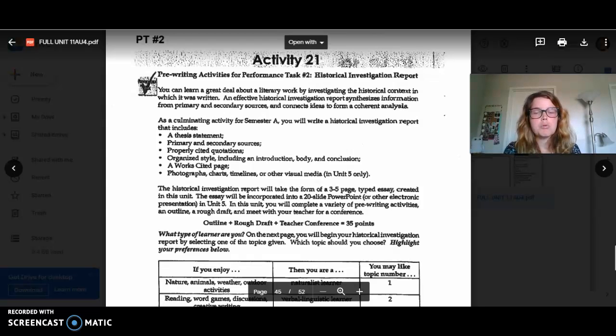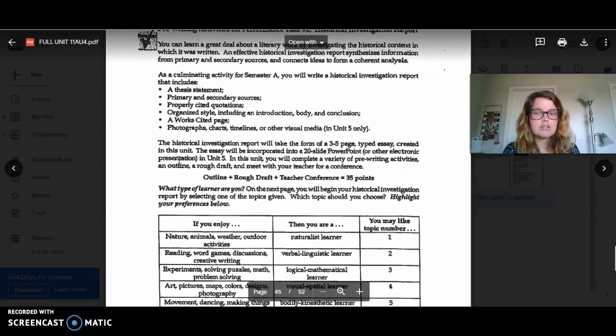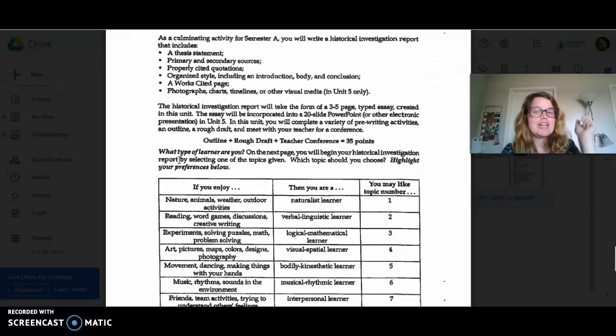This historical report will take the form of a 3 to 5 page typed essay, okay, that you're going to create in this unit, in Unit 4. The essay will then be turned into a 20 slide PowerPoint in Unit 5. In this unit, you're going to do the pre-writing, outline, rough draft, and meet with me for a conference.